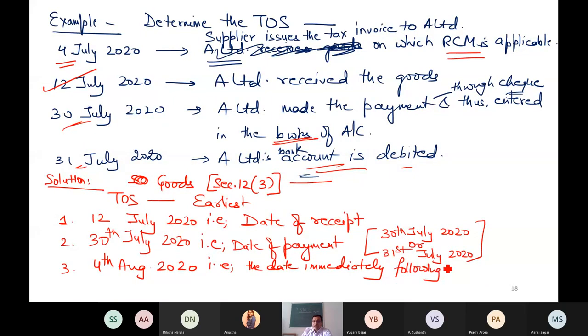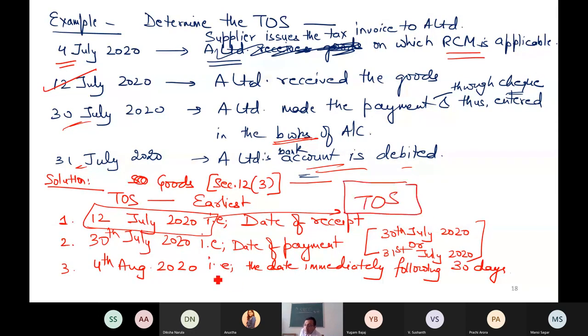As a recipient, I am liable to pay the tax on 12 July, but it does not mean that I should deposit also on 12 July. I can deposit by 20th August. So that I will tell you later on, that for monthly, in any month, whatever is the date of liability to pay the tax, you have 20 days extra of the next month. That I will explain later on. So I am not telling you the date of deposit of tax. I am telling you the date on which I have become liable to pay the tax.